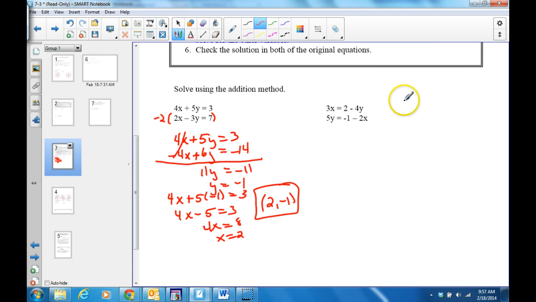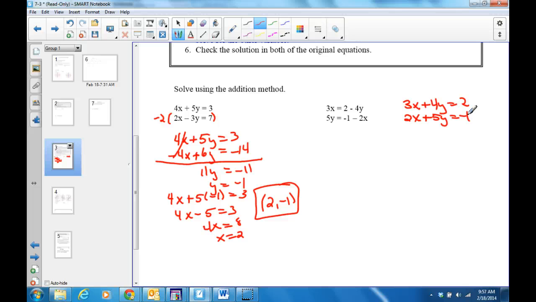So I'm going to add 4y to both sides on the first one. I'll have 3x plus 4y equals 2. Okay. On the second one, I need to make sure the x's come first. I'm going to add 2x to both sides. So I'll have 2x plus 5y equals -1. Okay, now I have this part done, but we have another problem.